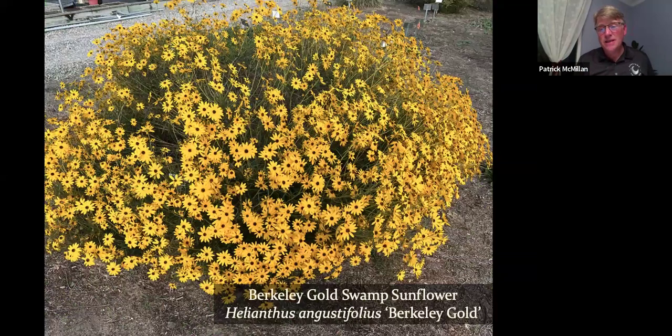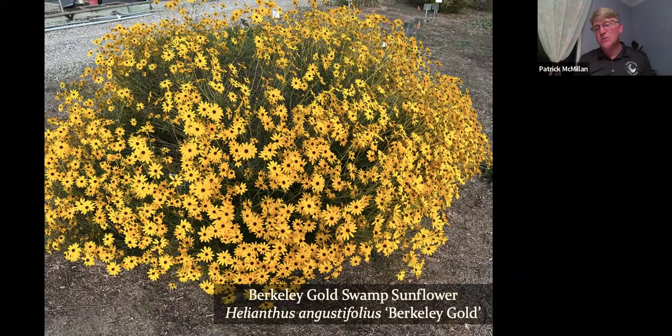It means bringing things like the sunflower that you see growing in the ditches. That swamp sunflower, the real one, is not a horrible tall spreading beast. It's a fairly slowly spreading 2.5 to 3 foot tall plant. The problem is we don't have it in the native plant trade.